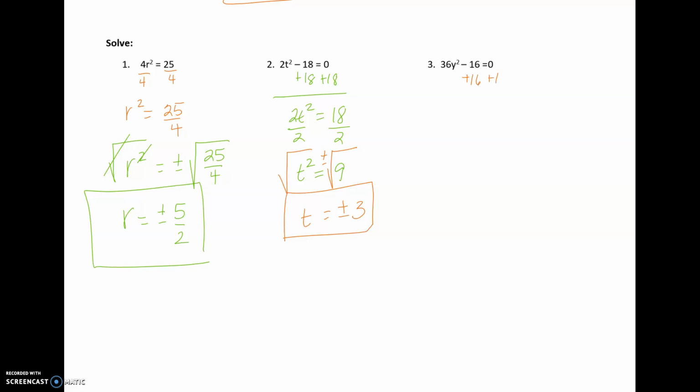In number 3, I'm going to add 16, and I get 36y squared equals 16. I'm going to divide by 36 to get y by itself. Y squared equals, let's see, I think 4 goes into 16 4 times, and 4 goes into 36 9 times. To get y by itself, I'm going to take the square root of y squared, and then I'm going to take the square root of the other side, plus or minus. So I get y equals positive or negative. The square root of 4 is 2. The square root of 9 is 3.